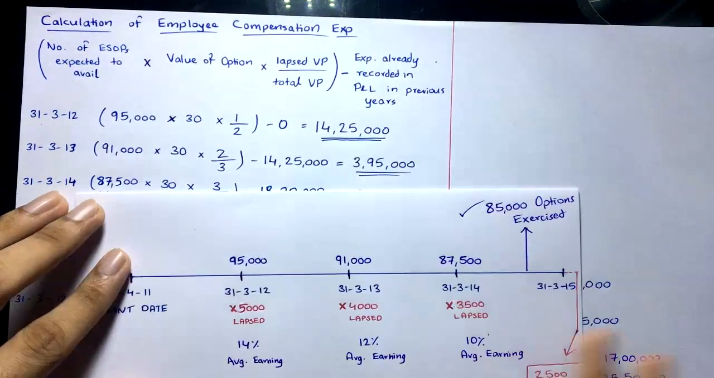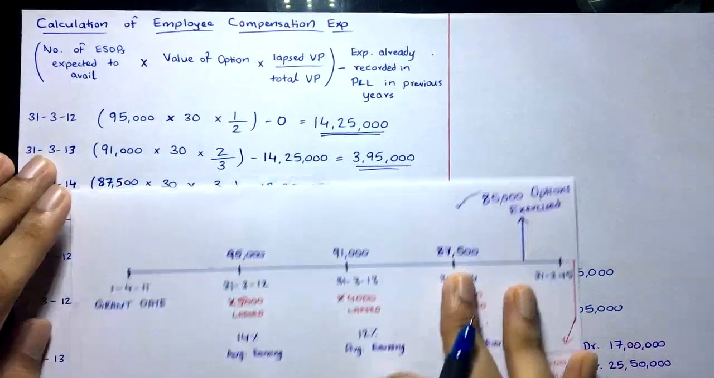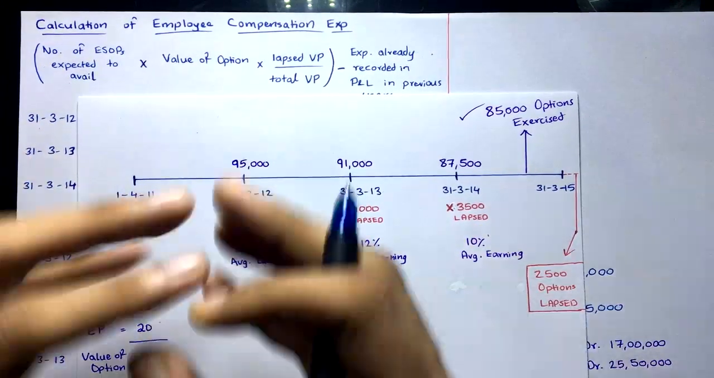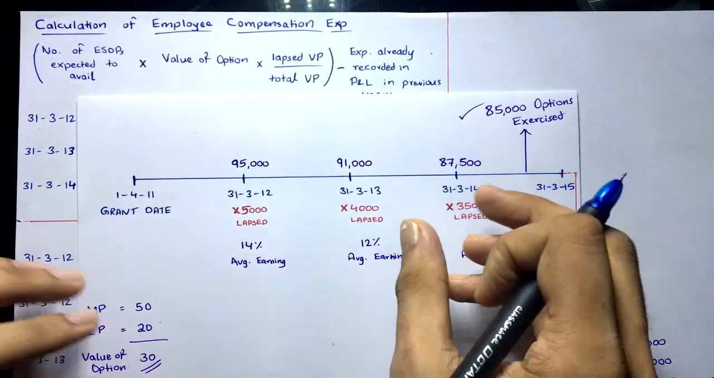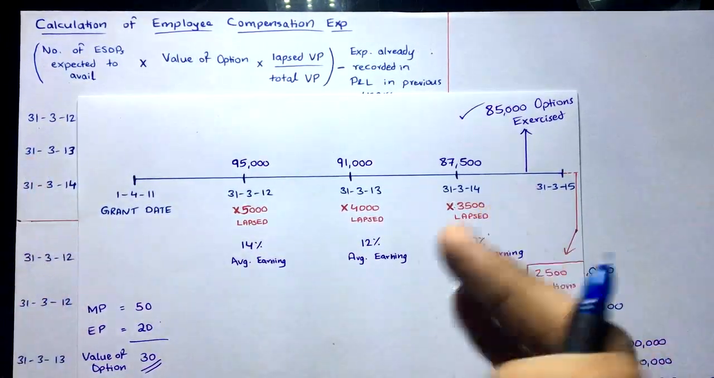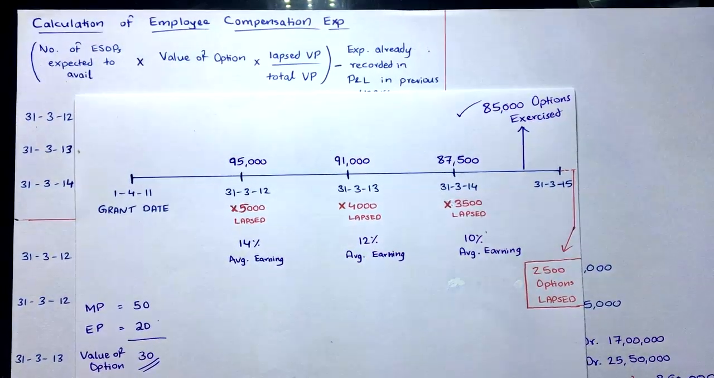So the calculation will be like this. Again, we have to recognize a portion of the total employee compensation expense. A portion has to be recognized in this year and a portion in the next year, because the vesting period has been increased because the target is not achieved, right?